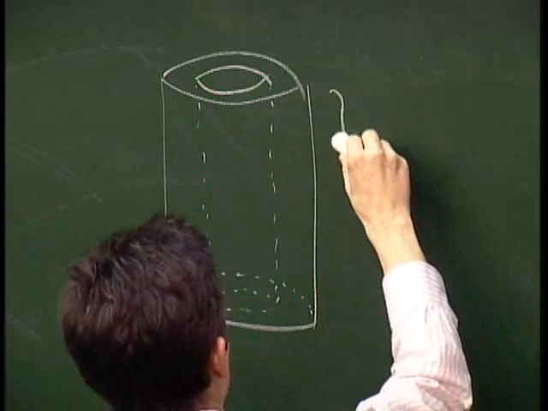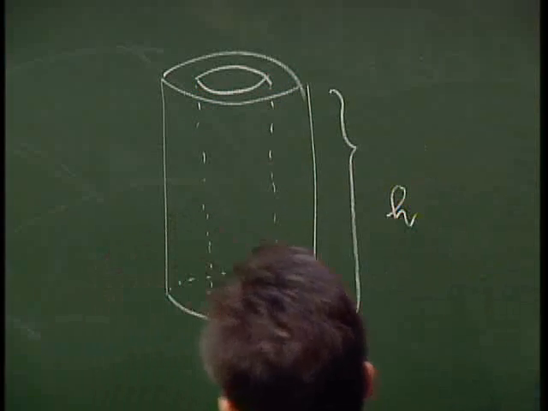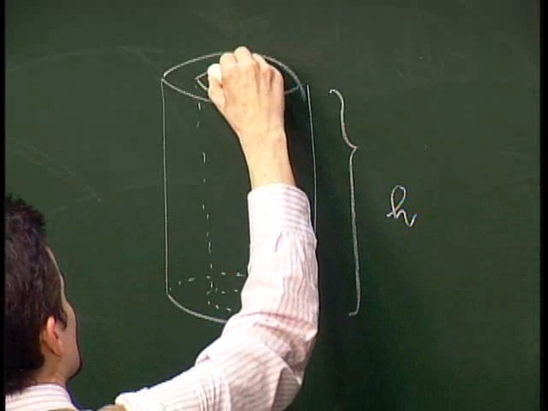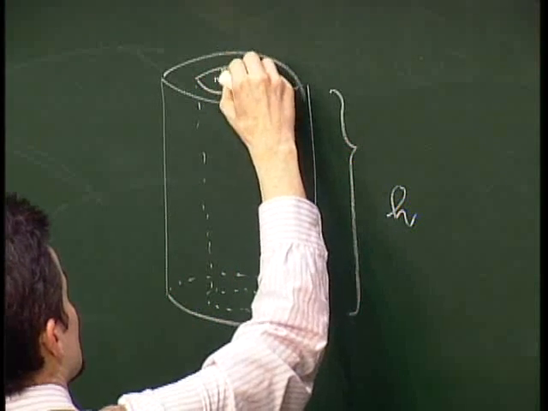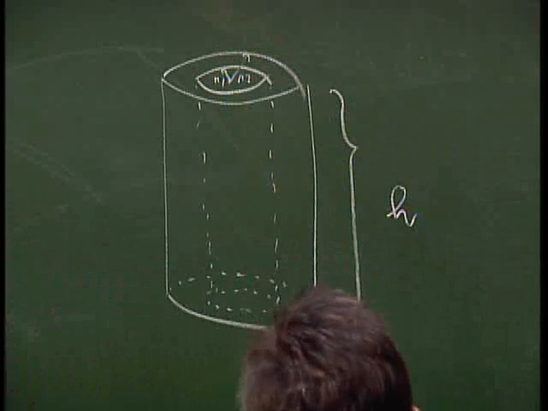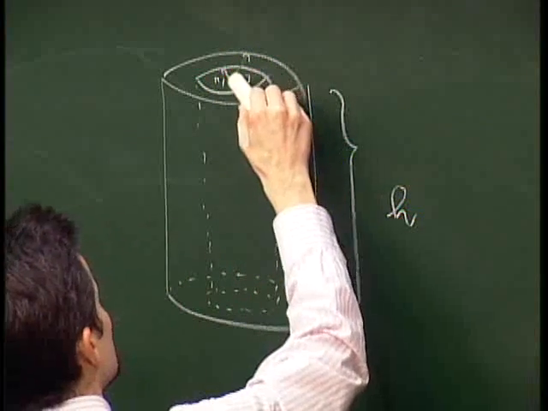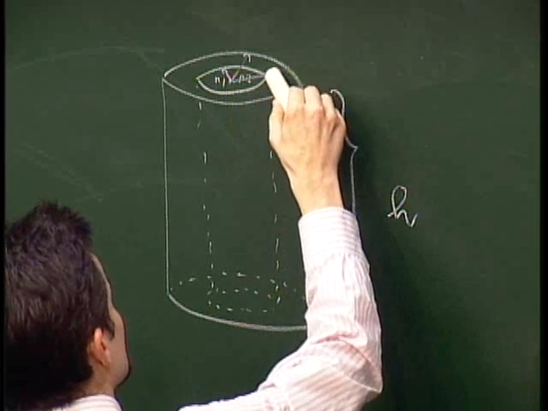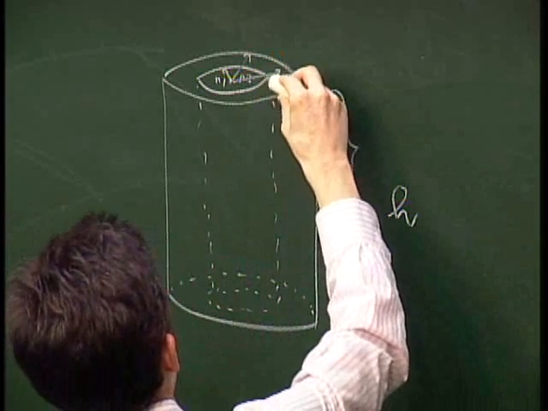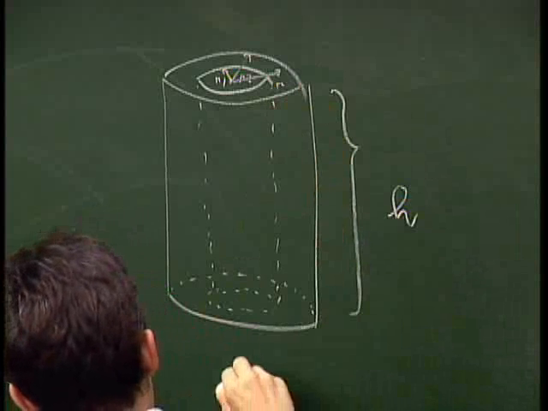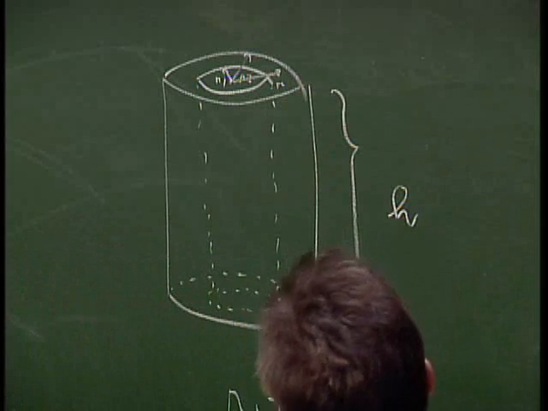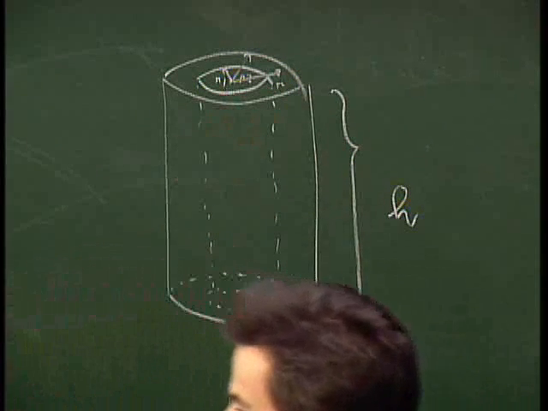Now what we are given is the height, and we have two radii, an inner and an outer radius: a radius R1 and a radius R2. If we choose the radius which goes to the middle, the average radius, which we call R, then R is (R1 + R2)/2. So R1 is the inner radius, R2 is the outer radius, and R is the average radius.